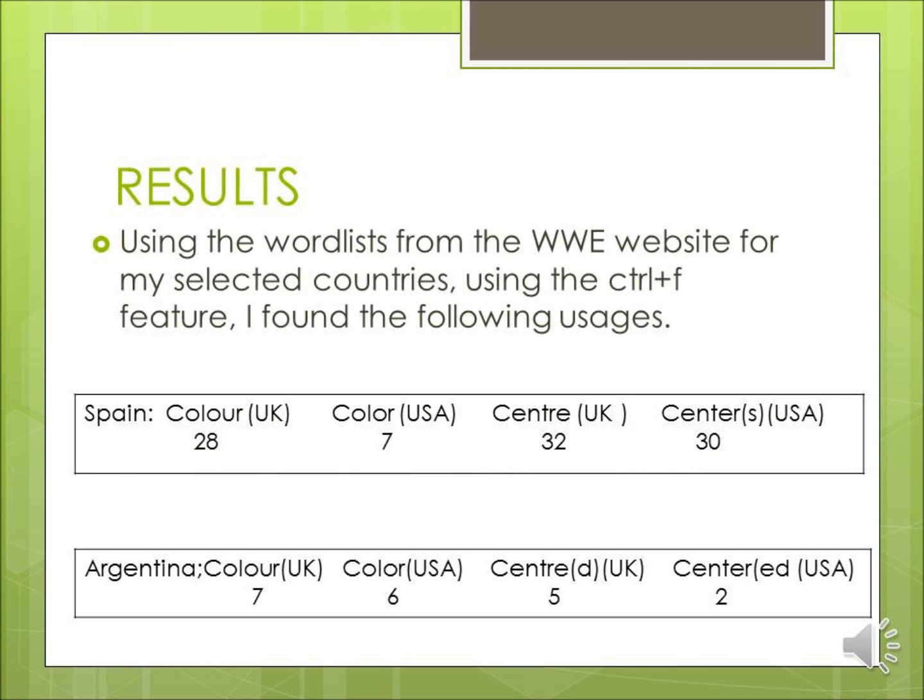Using the word lists from the corpora, I found the following usages of each word. Spanish corpus: the UK spelling of colour was found 28 times, and the US version was found 7 times. The UK spelling of centre was found 32 times compared to the USA's 30 times. Argentinian corpus: the UK spelling of colour was found 7 times compared to the USA's 6 times. Centre: UK 5, USA 2.